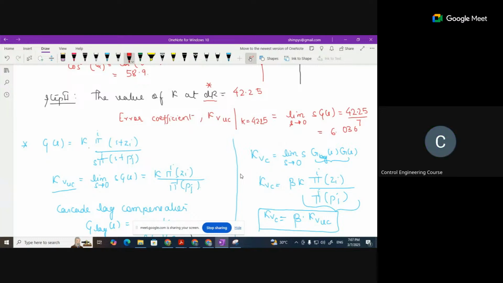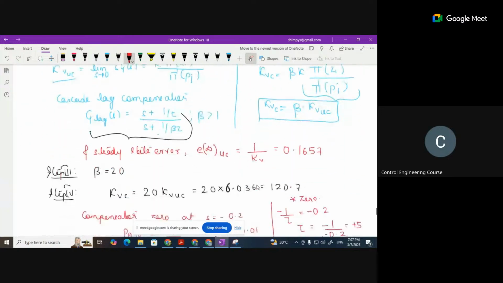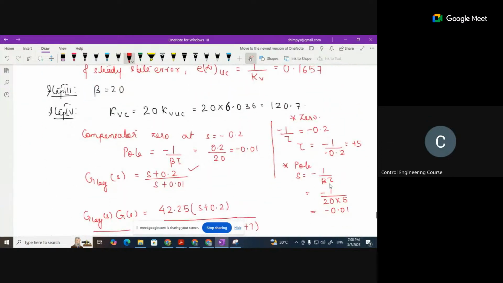So now we have to determine the factor by which the error coefficient is required to be increased. And here it was given as beta equals 20, right? So we have to next locate the compensator zero very close to the origin, and then the compensator pole at s equals minus 1 by beta tau, with beta that has been already given in the previous step, right?